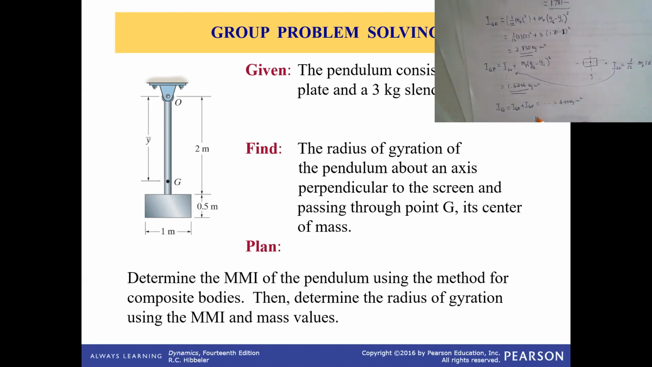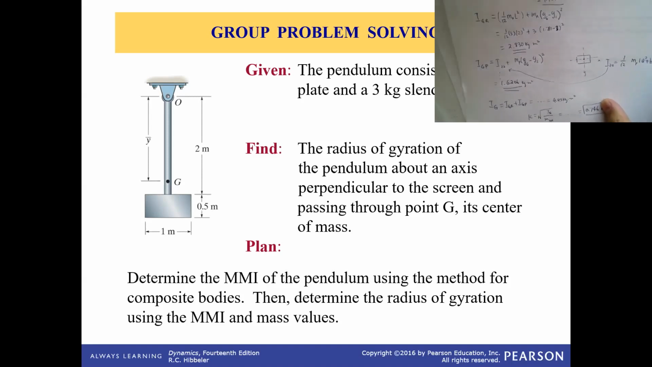Then the k will be the square root of this IG divided by the total M. Remember, it should be the total M. And then plug in the numbers, and you'll get 0.746 meters on this one. So I'll post the full solutions later, but I'm skipping the plugging in of numbers over here. Questions you guys might have?